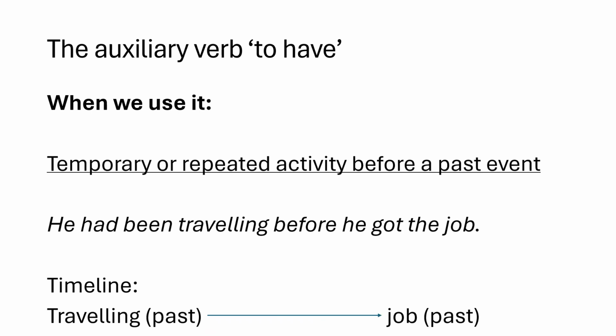We use the past perfect continuous tense to show that the action in the past was temporary or repeated. For example, he had been travelling before he got the job. This timeline shows that in the past he had been travelling, then in the past he got the job. The action of travelling was temporary.